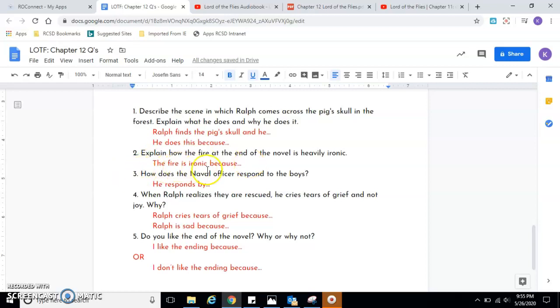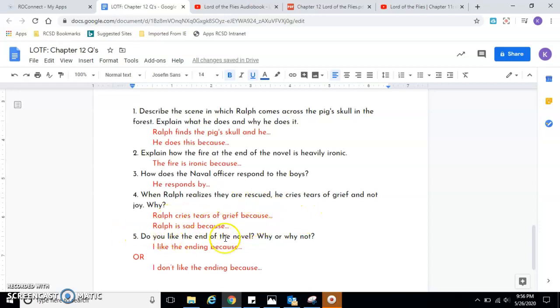3. How does the naval officer respond to the boys? What does he do? 4. When Ralph realizes they are rescued, he cries tears of grief and not joy. Why? Why is Ralph sad and not happy he's found? Ralph cries tears of grief because Ralph is sad because.